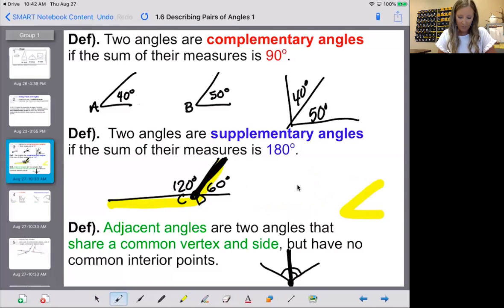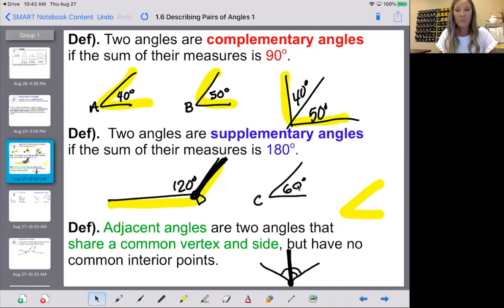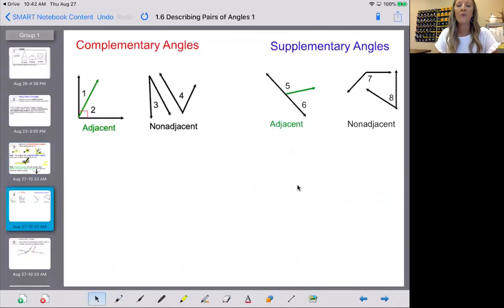So you can have complementary angles that are non-adjacent. So up here, those are non-adjacent. You can also have complementary angles that are adjacent. Same thing is true with supplementary. You could have supplementary non-adjacent, meaning they're apart, or you could have supplementary that are adjacent, where they are together, or where they're touching. So the next slide is basically just showing what I just talked to you about. You can have some that are adjacent where they're touching, or you can have some that are non-adjacent like these here. So those are just another example of that same thing we just went over.